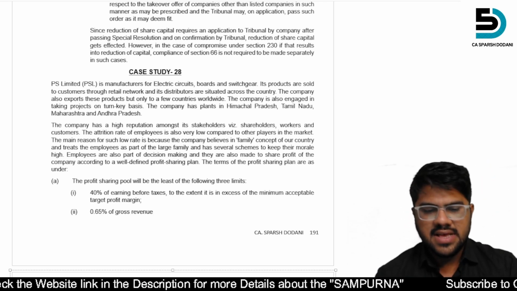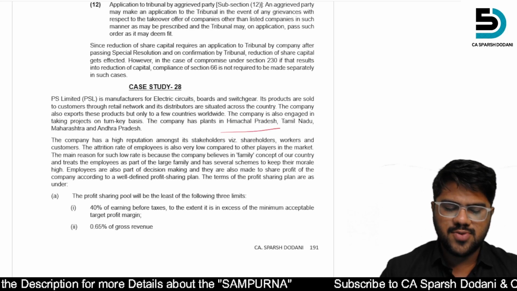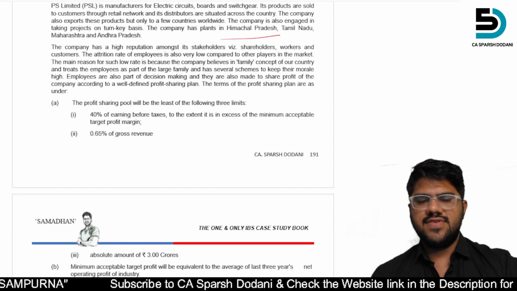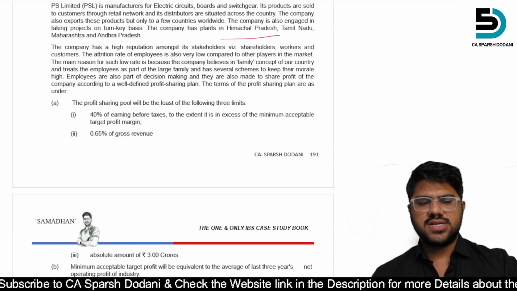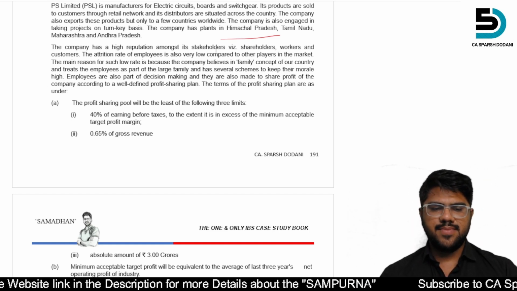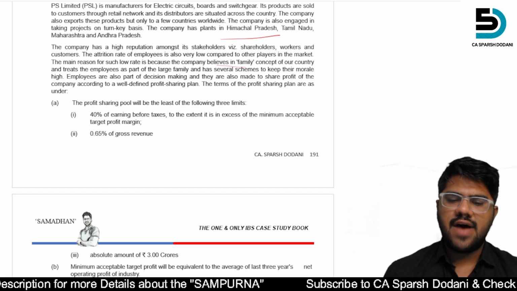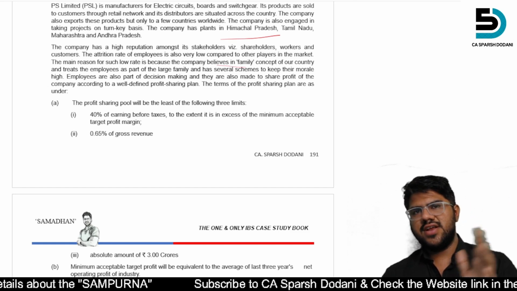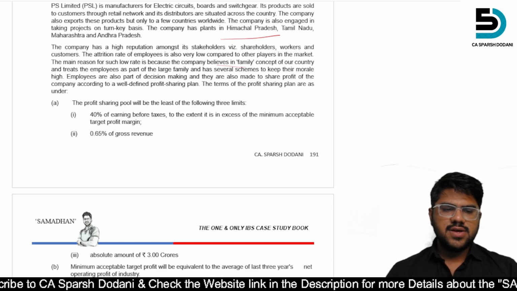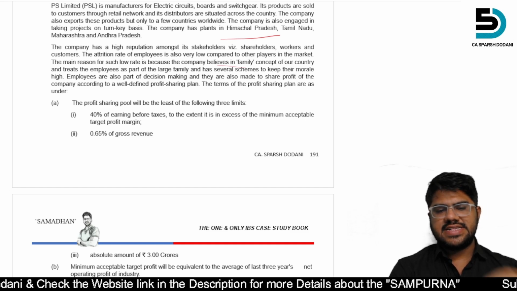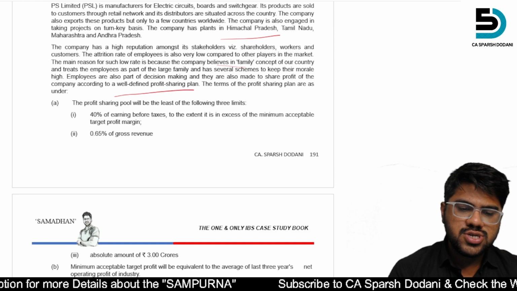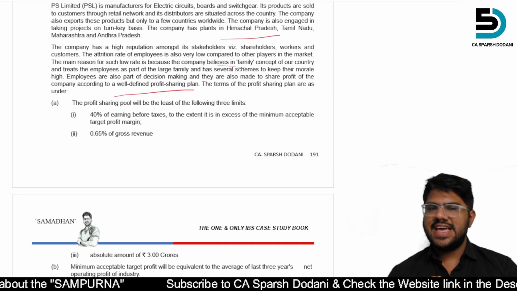You know the turnkey basis. The company has plants in Himachal Pradesh, Tamil Nadu, and Andhra Pradesh. The company has a high reputation among its stakeholders, vis-a-vis shareholders, workers, and customers. The attrition rate of employees is also very low compared to other players in the market. The main reason for such a record is because the company believes in the family concept. So the attrition rate is low, the employee turnover is low, and the company believes in the family concept. So the employees are also part of the decision making, and they are also made to share profit of the company according to a well-defined profit sharing plan, that is as per the Ind AS 19.